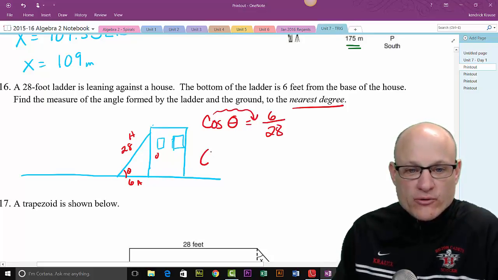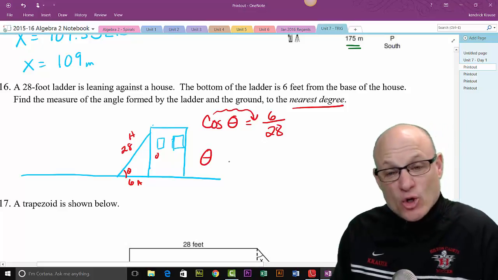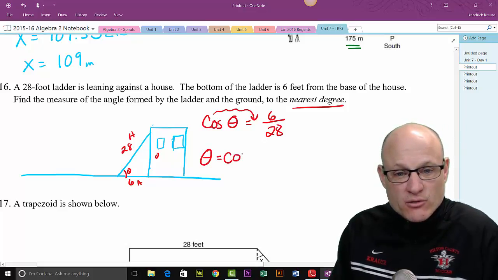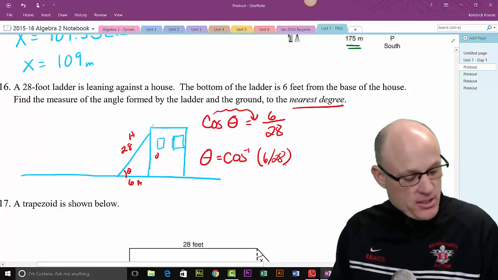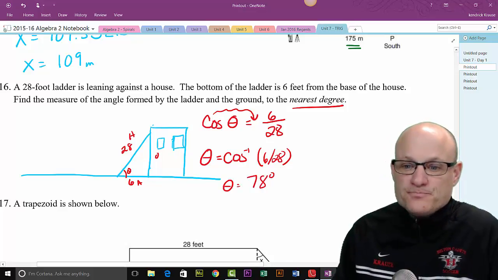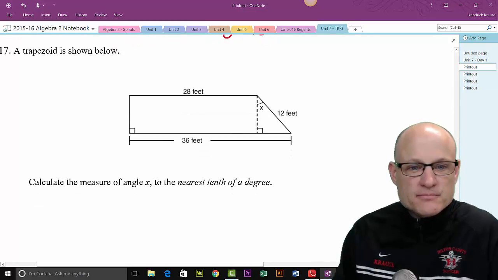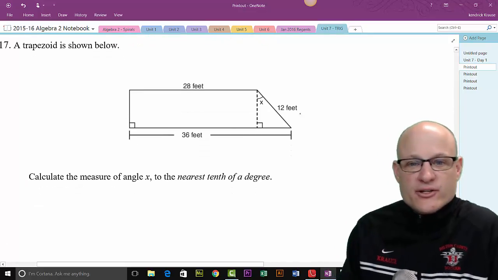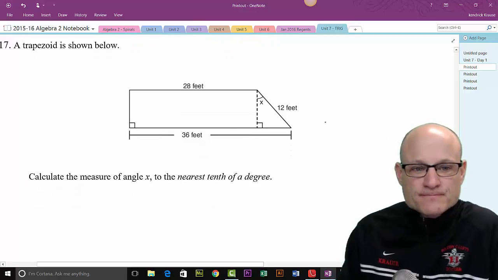Bring the cosine over by taking the inverse cosine of both sides. So cosine -1 of 6 divided by 28. Bust out the old calculator. I'm just going to tell you theta is equal to 78 degrees. Last problem. So again, you need 2 out of 3 things, correct?